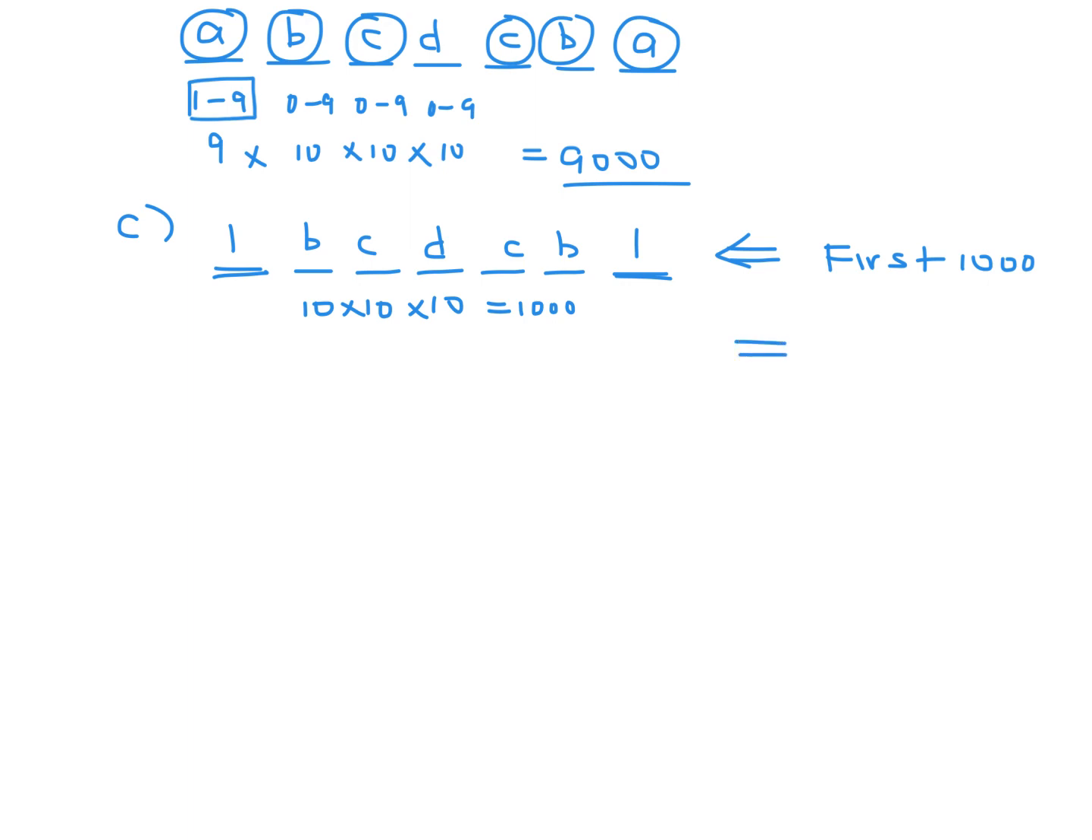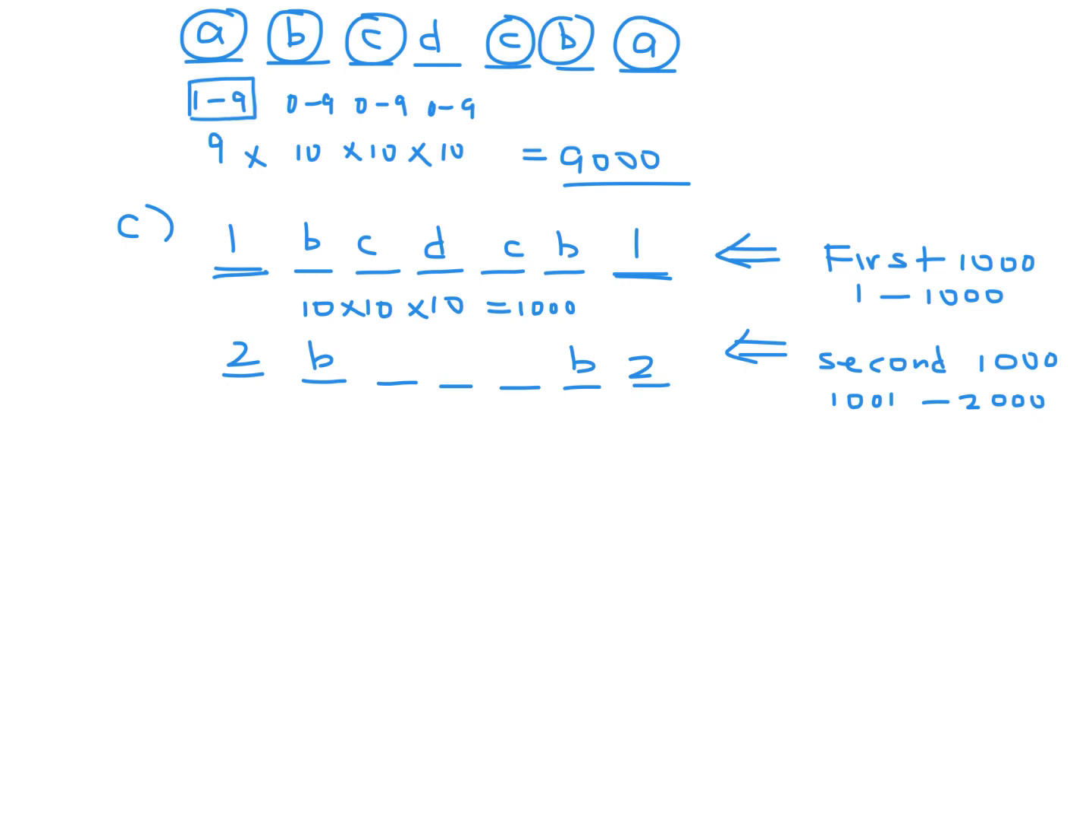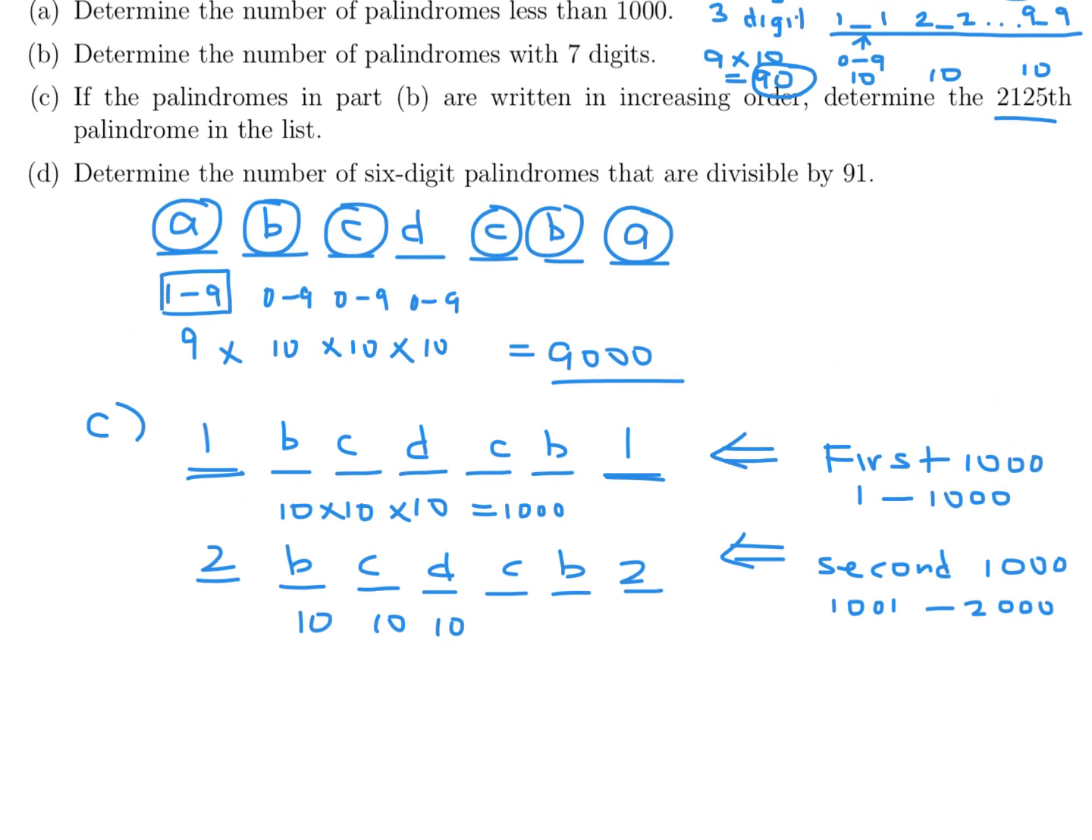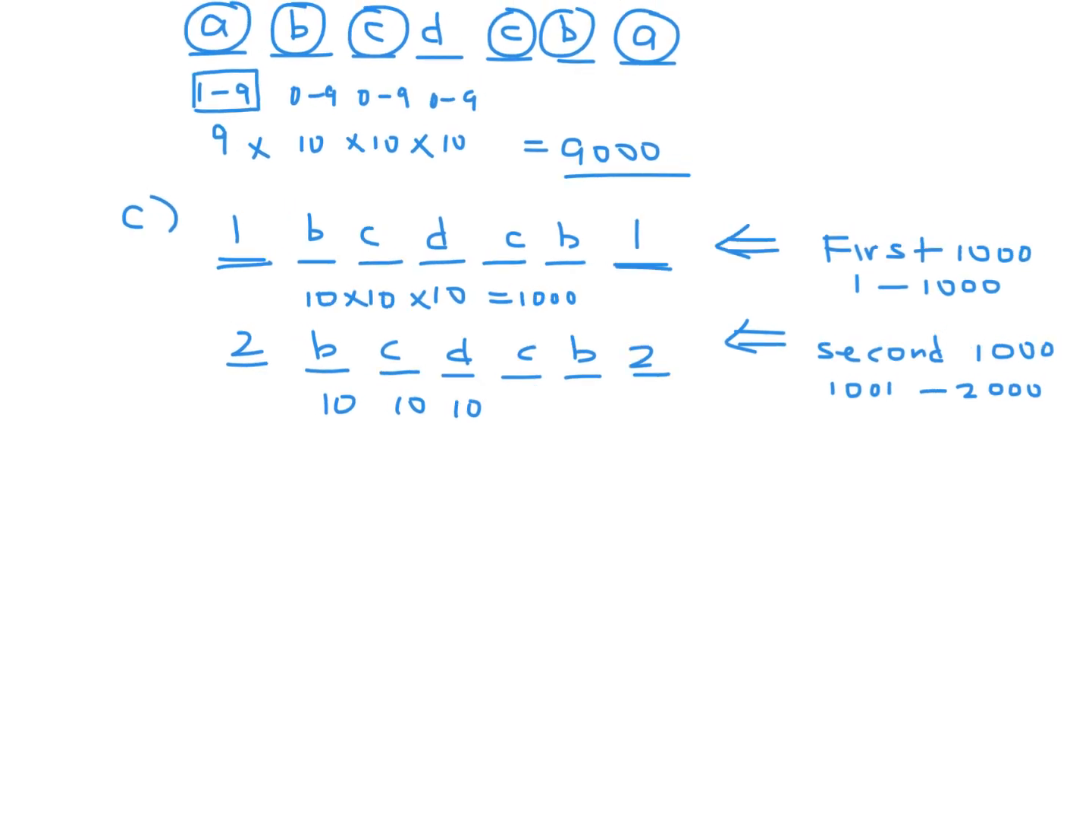The next, the second 1,000, this would be the 1,001 to the 2,000, I believe. And those would be the ones with 2s where the A is. So this would still be a B, C, D, and similarly you'd have 10 choices for B, C, and D. And now, what do they want? They want the 2125. So I've got to keep going here.